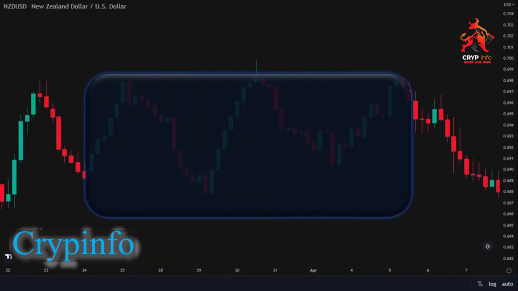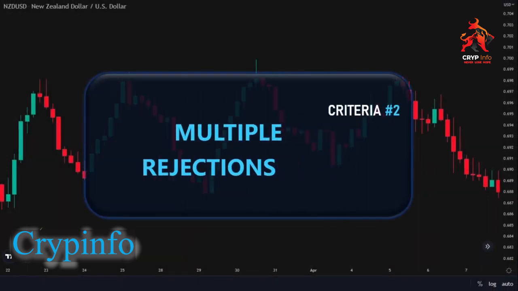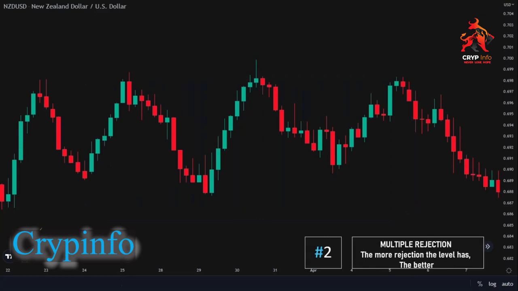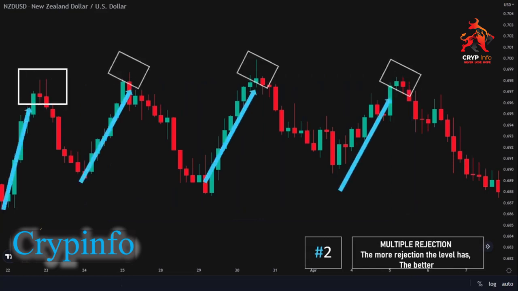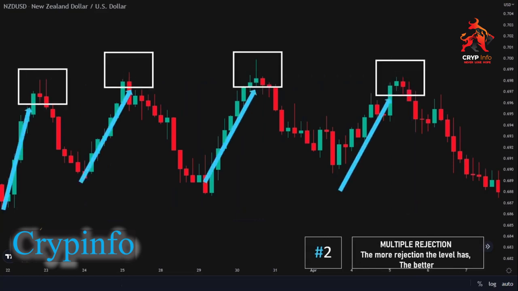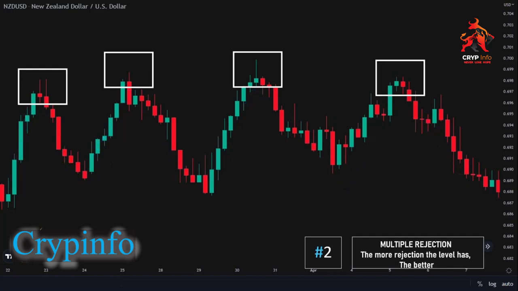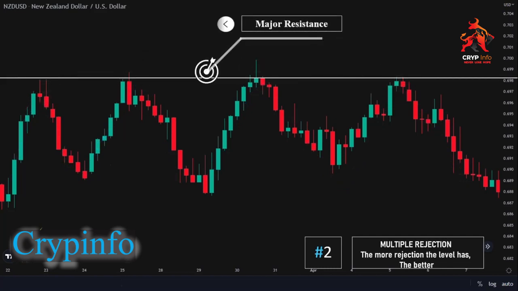Now, our second criteria which qualifies a level of support and resistance is multiple rejections. The more rejections levels have, the better. As you can see, price went up to this area four times at different periods, and each time price got there, it reversed immediately, giving us 4 rejections and a level of resistance. So we highlight it as a resistance level.